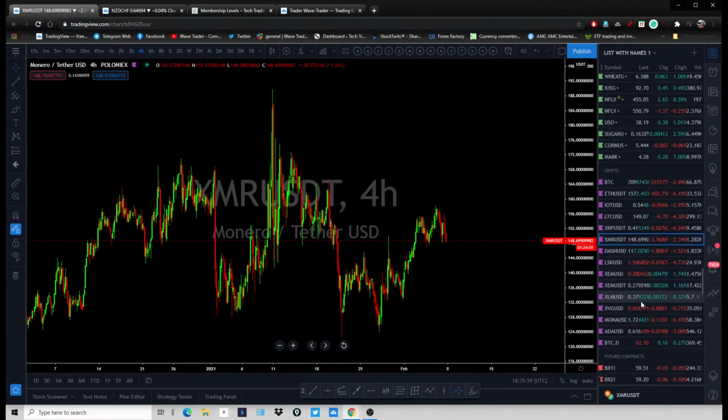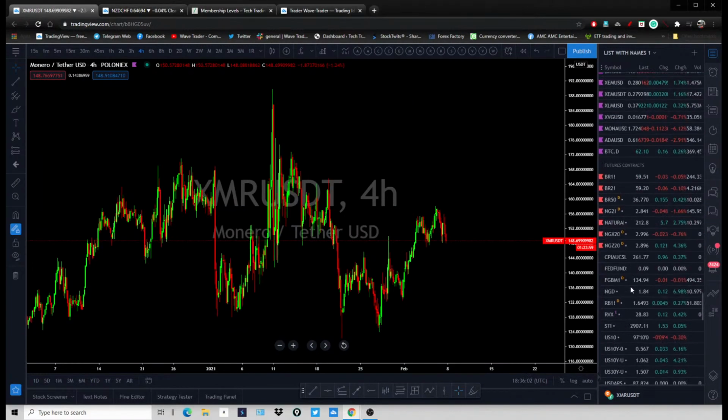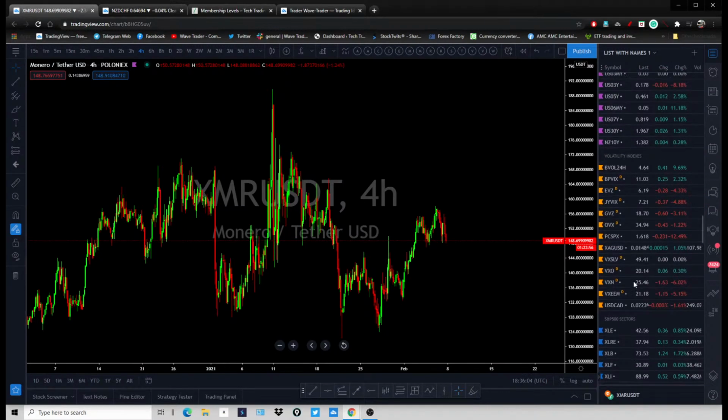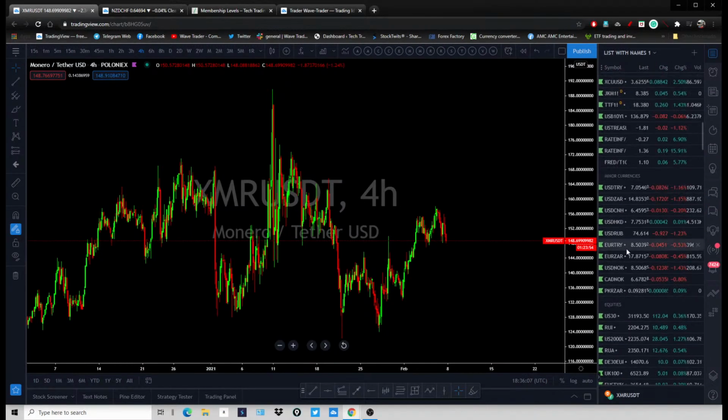The UK 100 index I have already shown. I think that's enough for this week. Thank you very much for coming into the weekly market outlook.